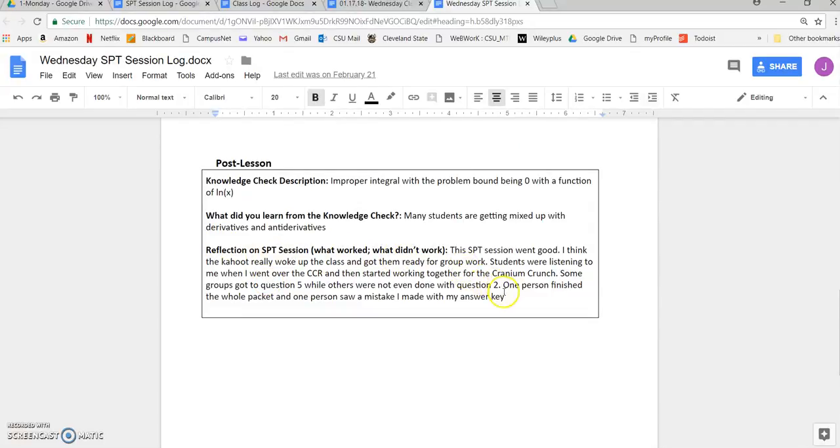This is where you are free to write as much as you would like, and you should write about what worked, what didn't work, what you liked about the session, what you didn't like about the session, and most importantly, what you should change. Both your class log and your SPT session log will be reviewed by your lead.